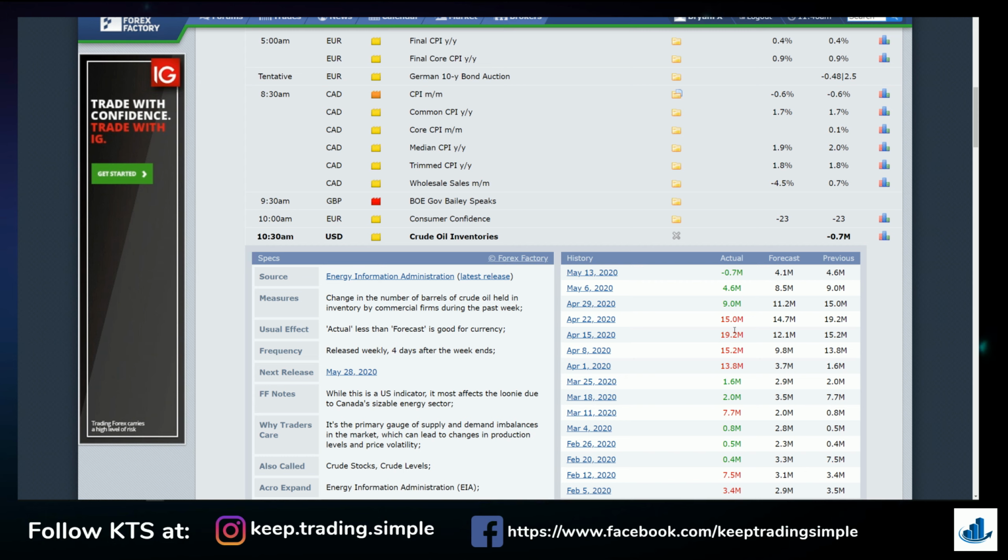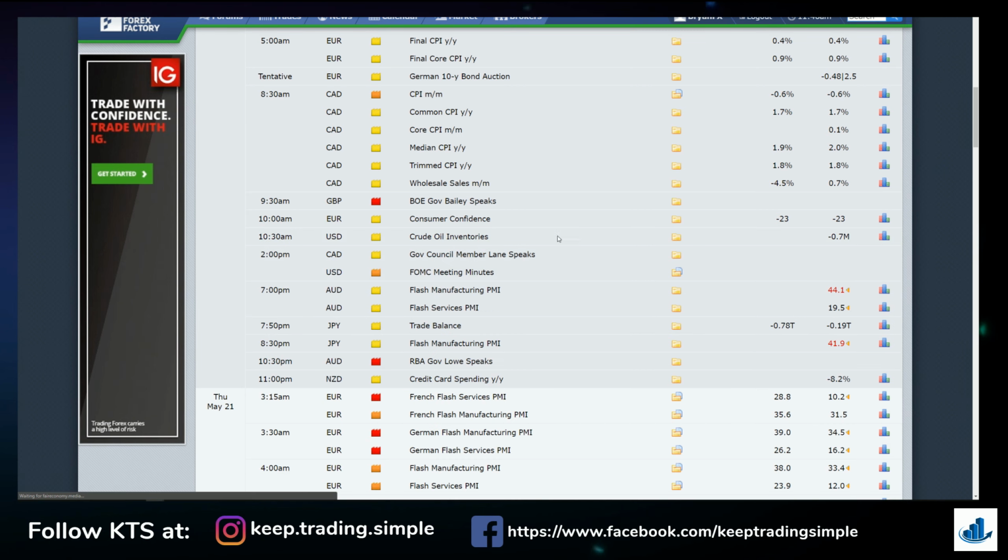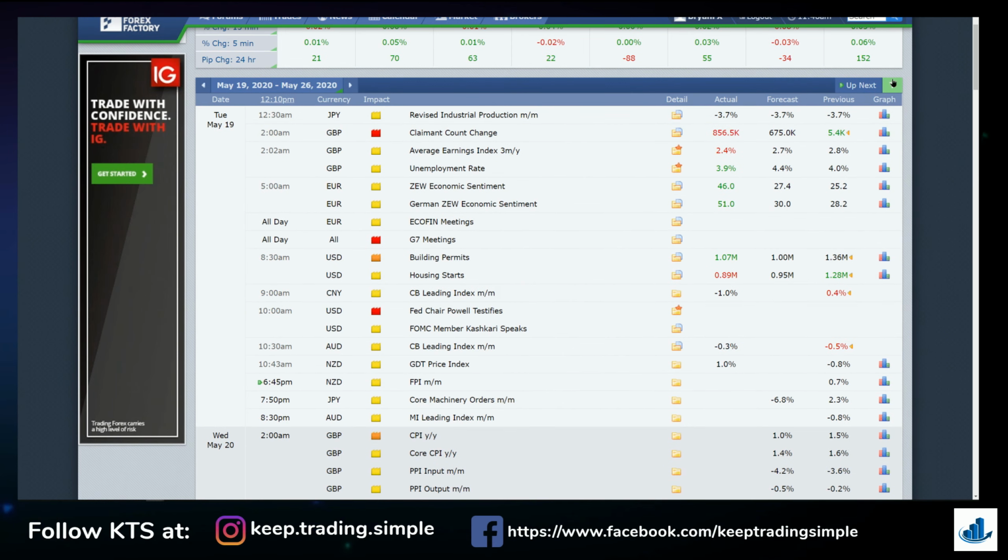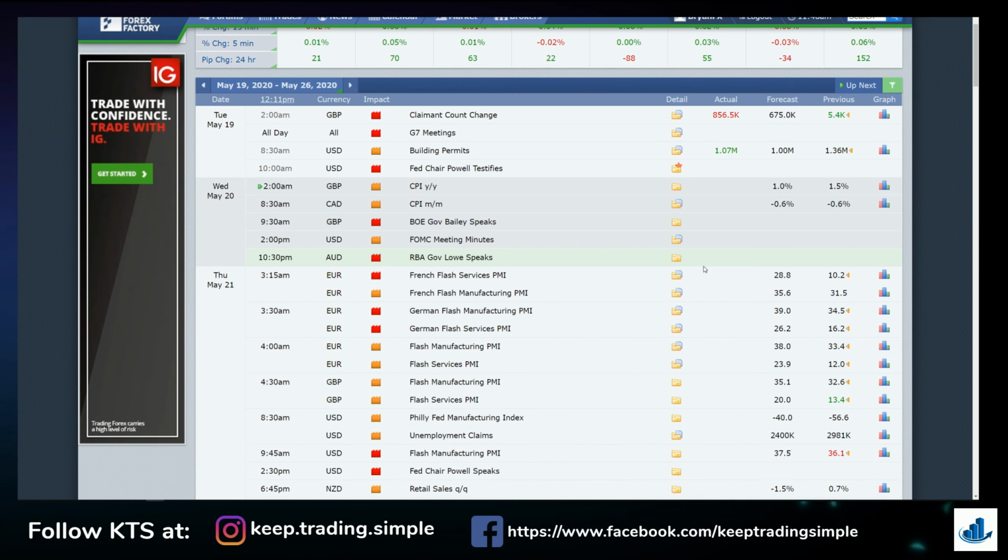I mean, up in this 19 million in surplus. With states opening back up, people will probably start leaving their homes. They'll start driving again. They'll start using some of the supply that we have. So this could be a very interesting oil number this week. And again, this will be 10:30 on Wednesday this week. All right, so let me go back up and filter out the lower ones.